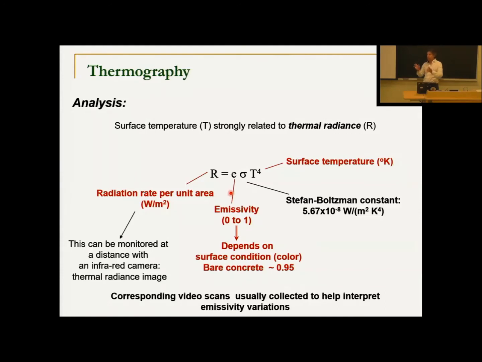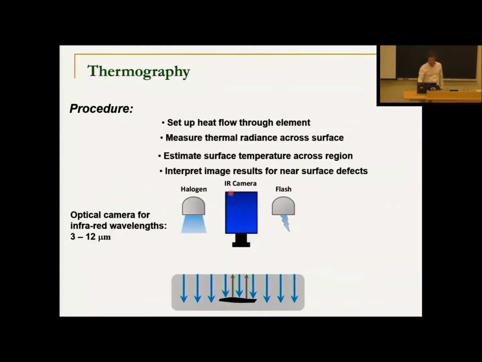And then what's beautiful about this is it's a full field image. We take a picture and we get an idea of the heat flow over the entire area where that camera is watching. Now sometimes we need to set up heat flow, so if we want to heat the surface very quickly, we can have lamps or some sort of heat source and flash the surface very quickly, generating downward trending heat flow, and monitor for temperature changes, right, with our IR camera.